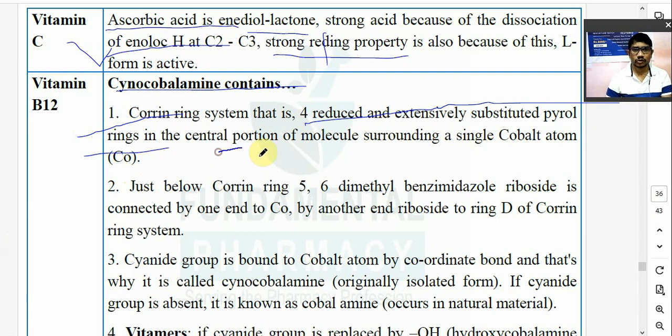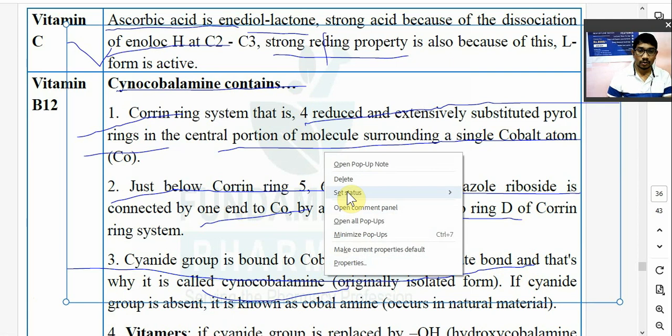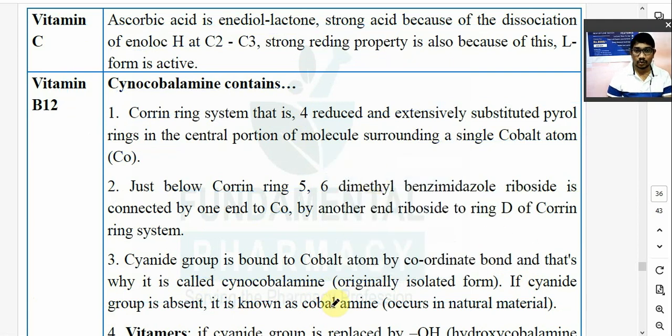The central portion of the molecule surrounds a single cobalt atom. Just below the corrin ring, 5,6 dimethylbenzimidazole riboside is connected by one end to the cobalt and by another end to the ring D of the corrin ring. Cyanide group is bound to the cobalt atom by coordinate bond. That's why it is cyanocobalamin. इसमें cyanide है, कोबाल्ट है, अमाइन है, कोऑर्डिनेट बॉन्ड भी है.